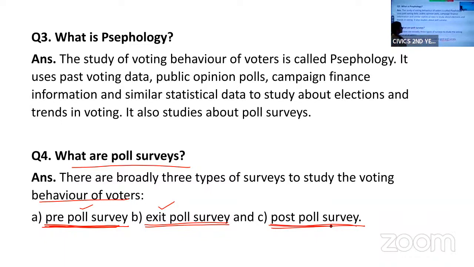They try to ascertain the reasons why a particular party lost or why a particular party won the elections. So these are 3 types. Poll surveys are of 3 types: pre-poll, exit poll and post-poll. It is a part of Psephology, the study of voting behavior of the voters. I hope I am clear with this question.